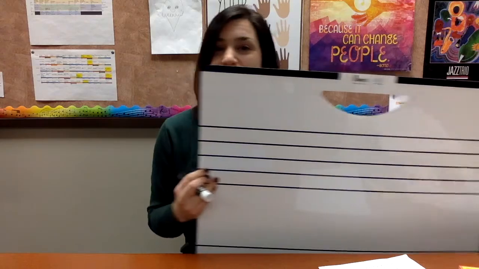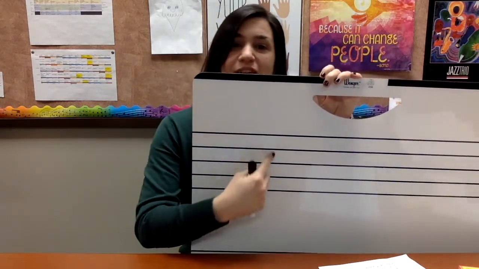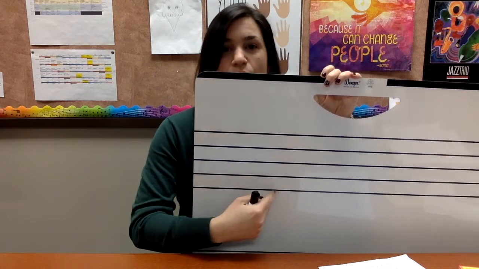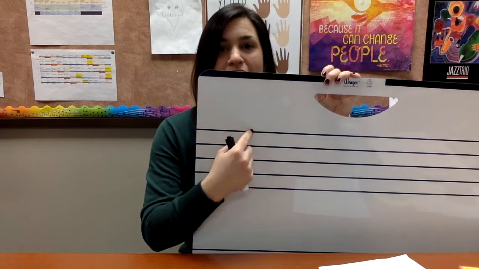Right here, I have my music staff whiteboard. The staff has 5 lines. 1, 2, 3, 4, 5.